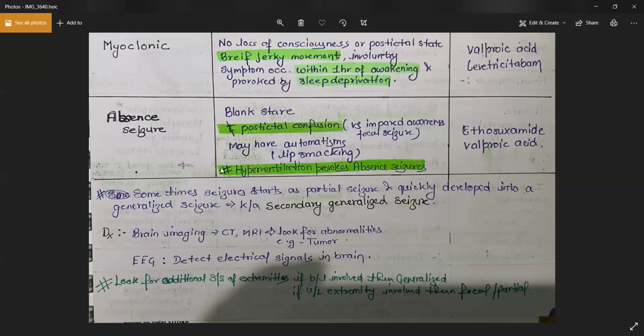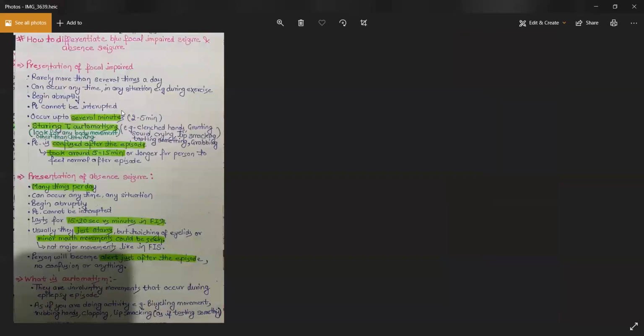Is that clear up to here? Could you please repeat what cannot occur in absence seizures? We will tell you, don't worry about that. Is it clear up to here? We will come to that again, don't worry. Now let's go back and note the difference between the absence seizures and the focal impaired seizure.